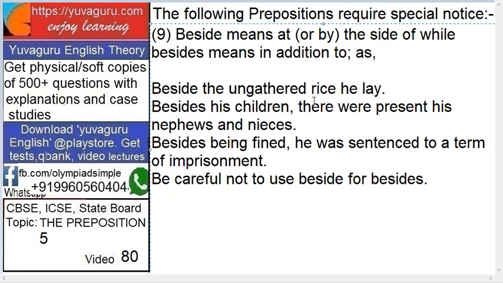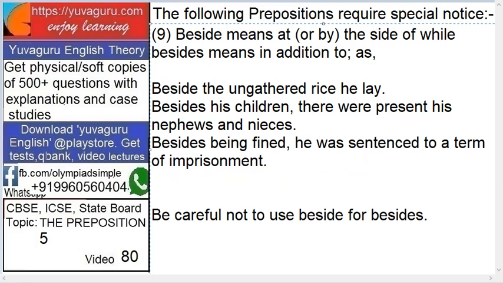Besides his children, there were present his nephews and niece, means other than his children, there were these nephews and niece also. Besides being fined, he was sentenced to a term of imprisonment, means in addition to, you can say this, right? Be careful not to use beside for besides. Means this is not a sentence, this is a warning to you. Just by changing s, there is a huge difference between the two words.